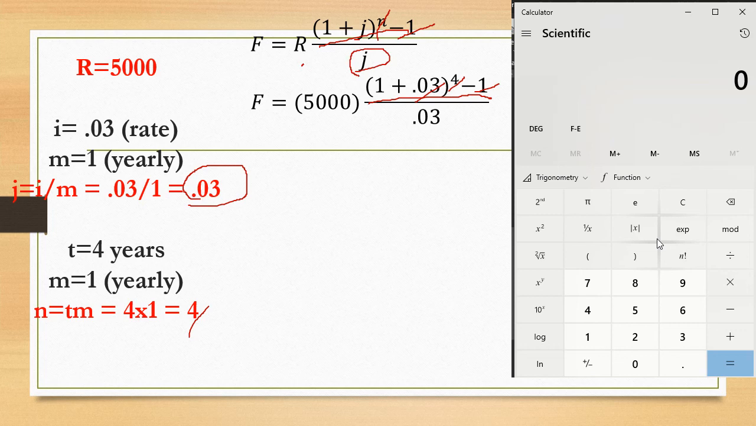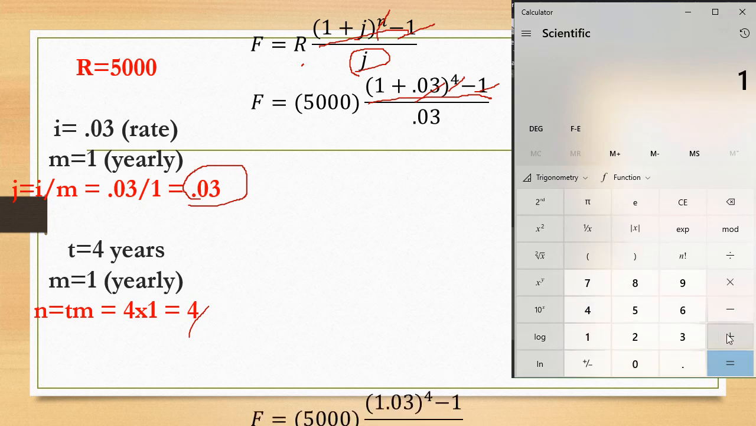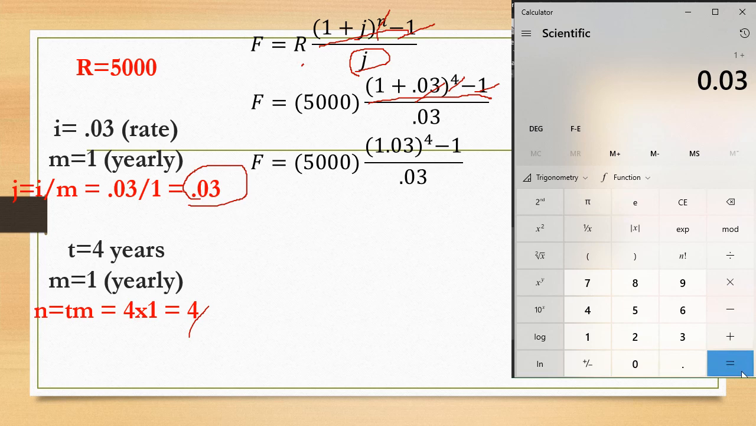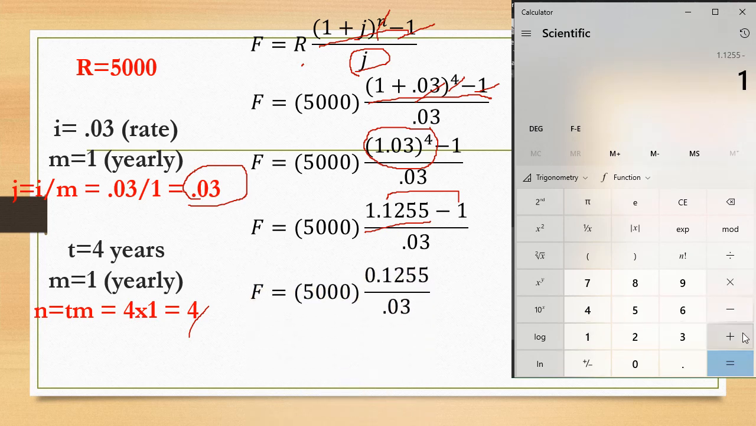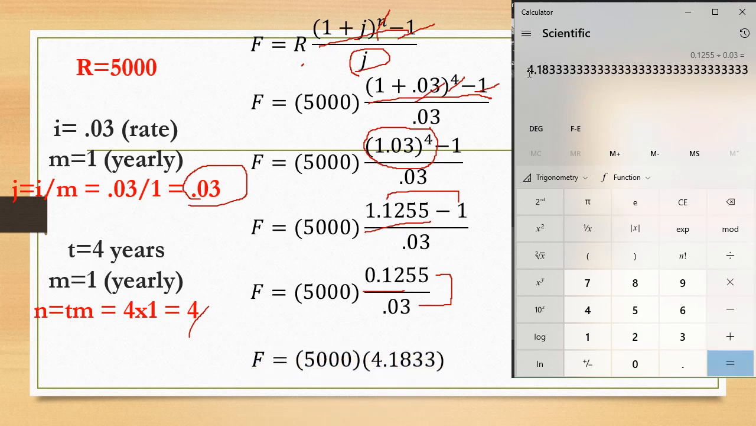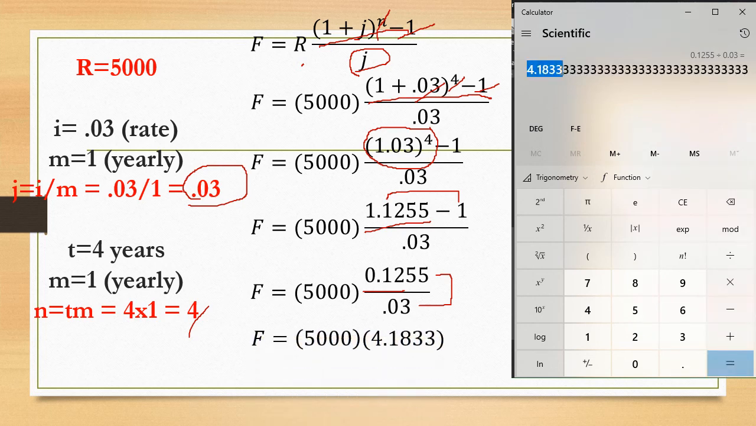Now using your calculator, let us add 1 plus 0.03, and we will have 1.03. Okay. Now let us raise this to the exponent of 4, and we should have 1.1255, this one. Then subtract 1.1255 minus 1, and we should be having, yes, 0.1255. The next step is to divide these two numbers, 0.1255 divided by 0.03, and we will have 4.1833, four decimal places again.